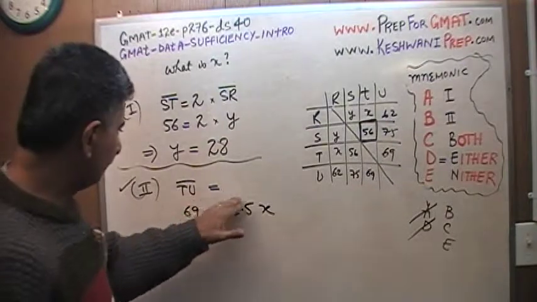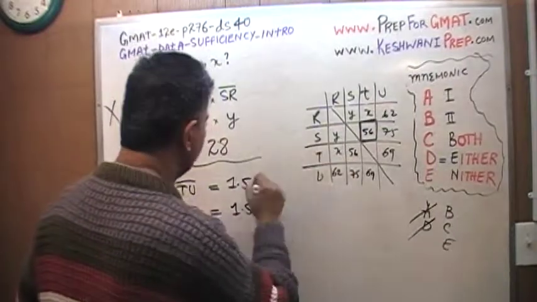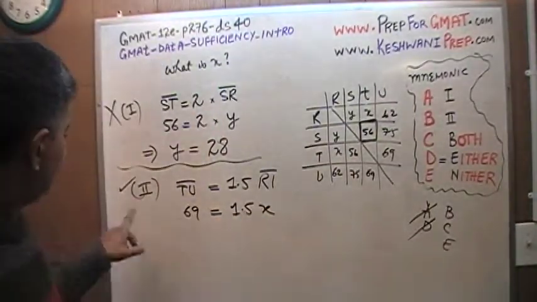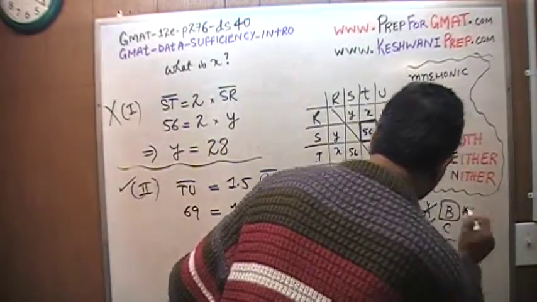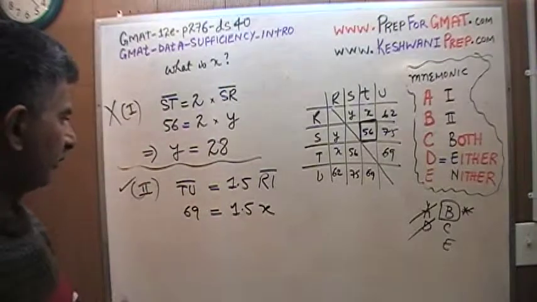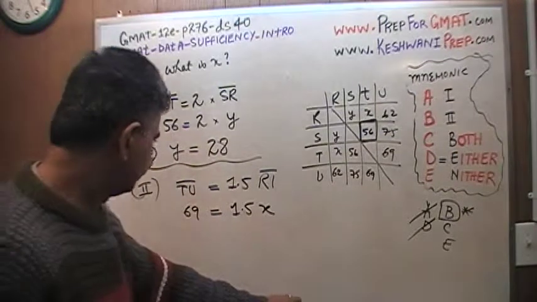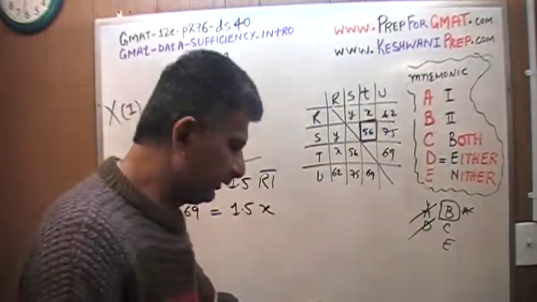T to U equals 1.5 times X, which was R to T. So of course we can figure out the value of X from here. So statement 2 by itself is enough. So the answer here is B. That was pretty straightforward. But the first statement was worthless. First statement was useless. That's all. There's not much here to do.